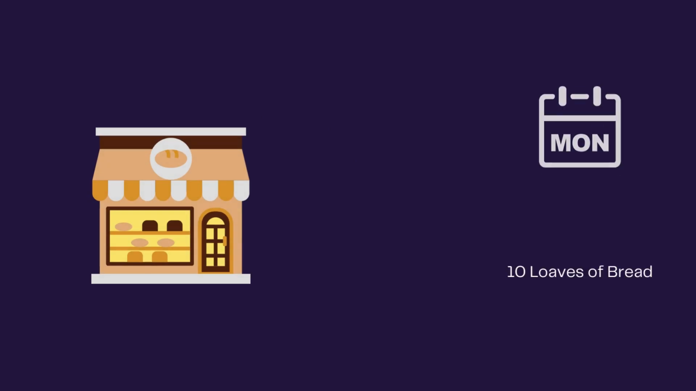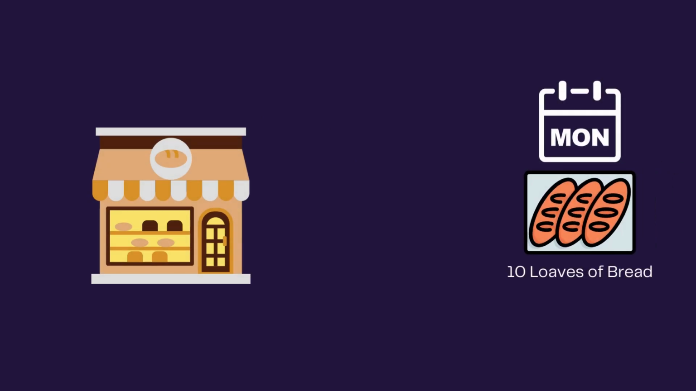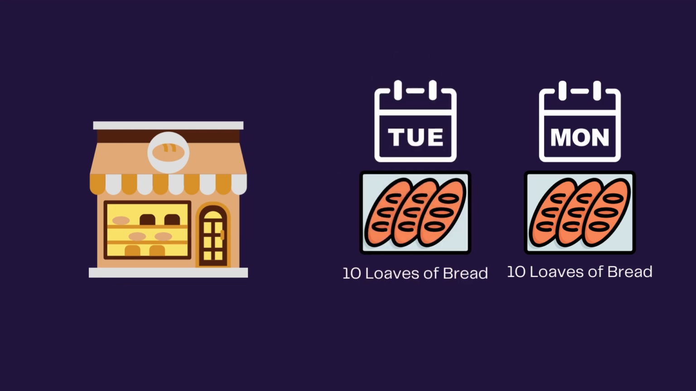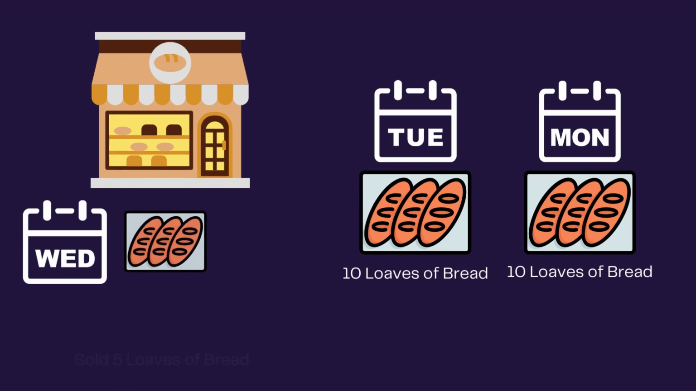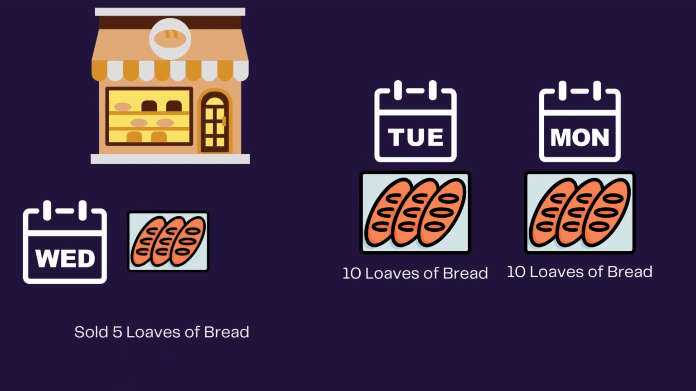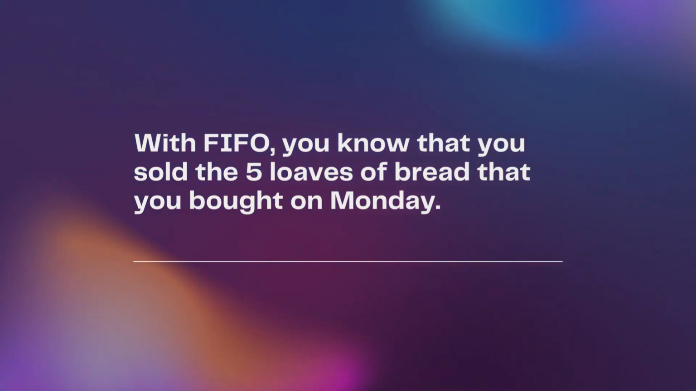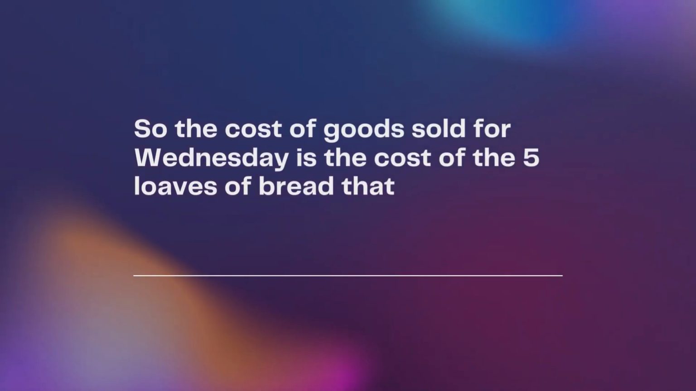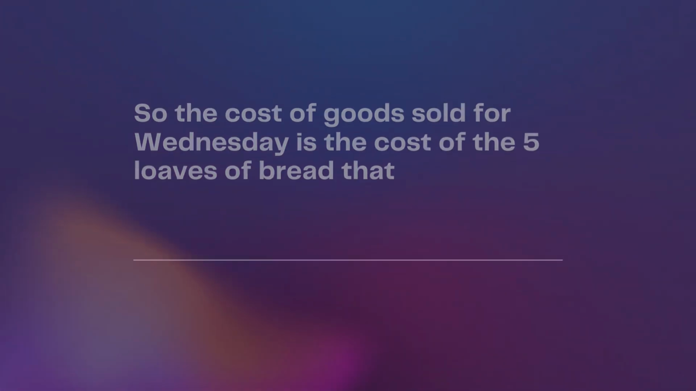Imagine you have a bakery and you sell bread. On Monday, you buy 10 loaves of bread. On Tuesday, you buy another 10 loaves of bread. On Wednesday, you sell 5 loaves of bread. With FIFO, you know that you sold the 5 loaves of bread that you bought on Monday. So the cost of goods sold for Wednesday is the cost of the 5 loaves of bread that you bought on Monday.